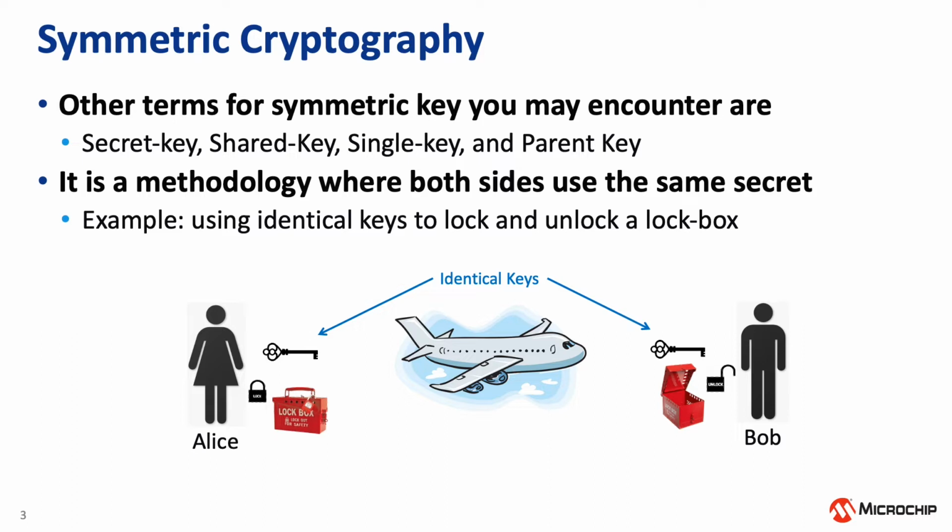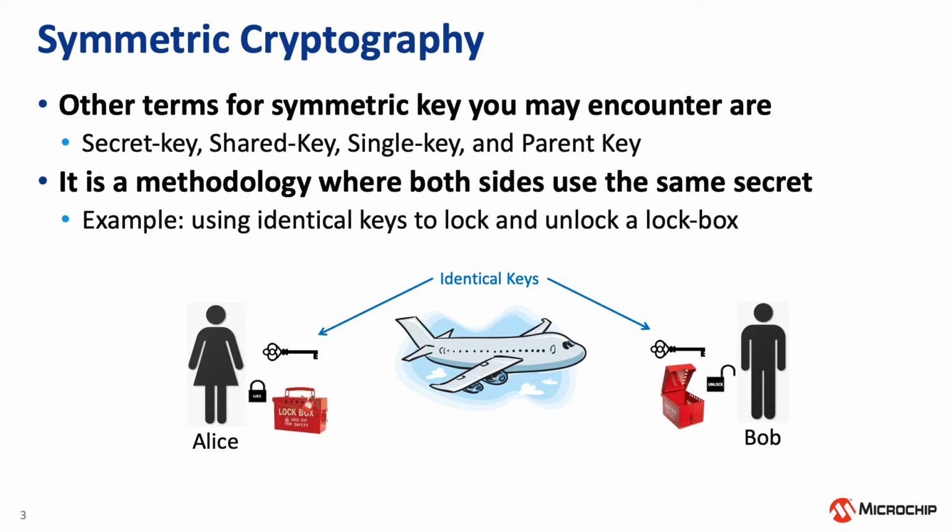Other terms for symmetric cryptography would be secret key, shared key, single key, parent key. All of these terms, when you hear them, you should think of symmetric cryptography. Symmetric cryptography essentially means that you have identical keys, the same key on both sides.